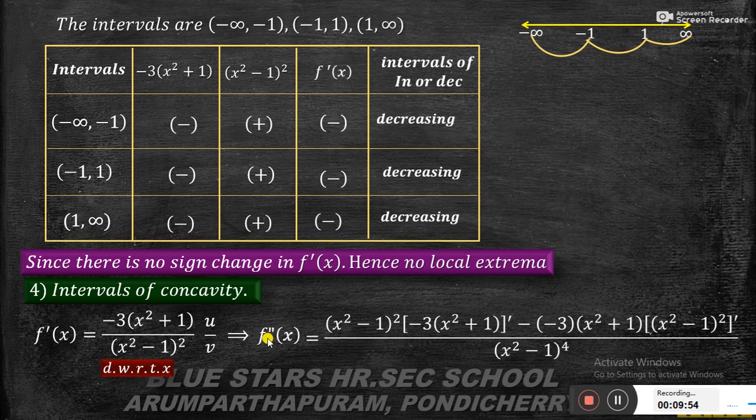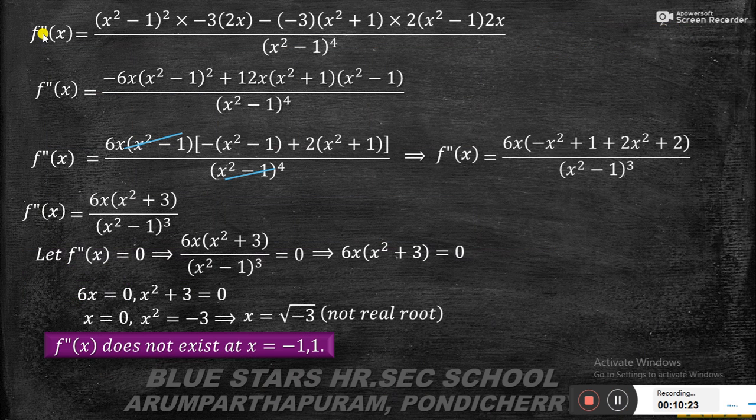Now I take the f double dash of x. F double dash of x equal to, first I square the denominator, x square minus 1 whole power 4. Now I write the denominator, x square minus 1 whole square, into the derivative of the numerator, minus 3 x square plus 1 whole dash, minus, next I write the numerator minus 3 into x square plus 1, into the derivative of x square minus 1 whole square. So f double dash of x equal to minus 3 into x square plus 1.